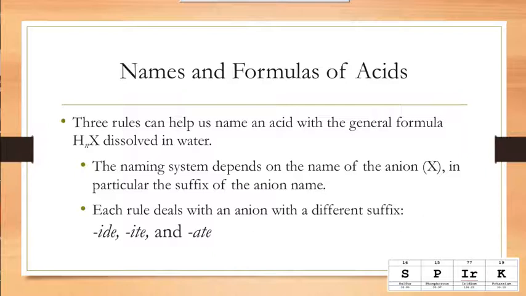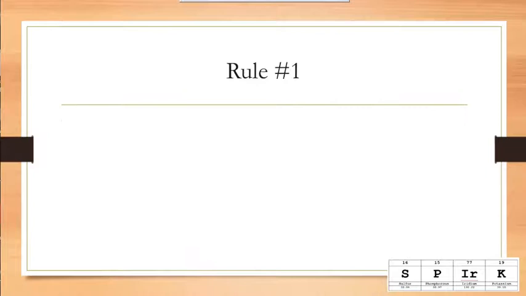This is why we asked you to memorize 60 polyatomic and binary ions, because there are so many different names, and that's going to help us name the acids.